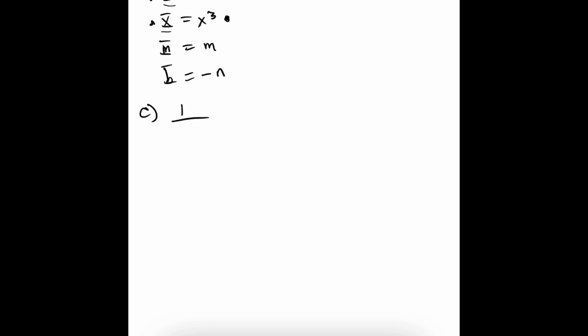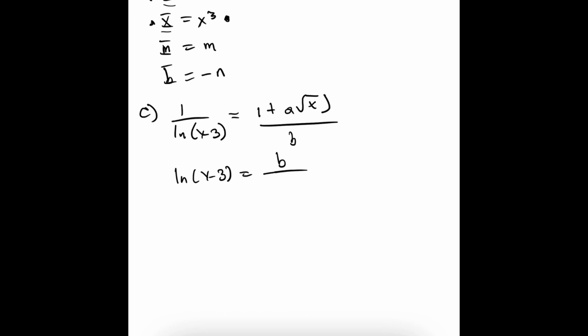1 over, oh, they're making this complicated. 1 over natural log y minus 3 equals 1 plus a square root of x all divided by b. Okay. Let's see. We could probably just kind of take the inverse of this. Both sides, so now we just have the natural log of y minus 3 equals b over 1 plus a. No, we don't want to do that.